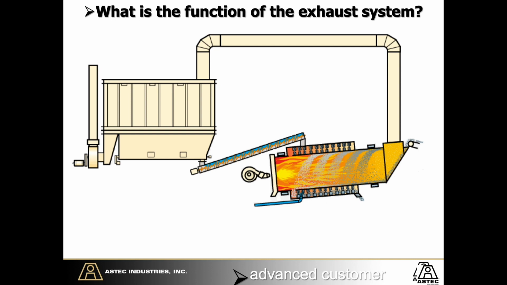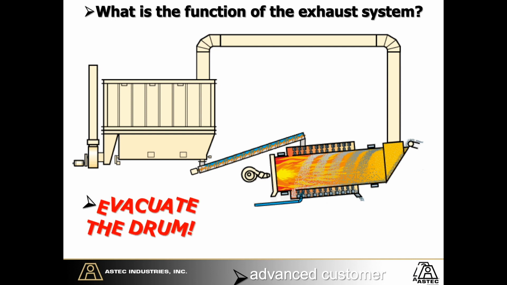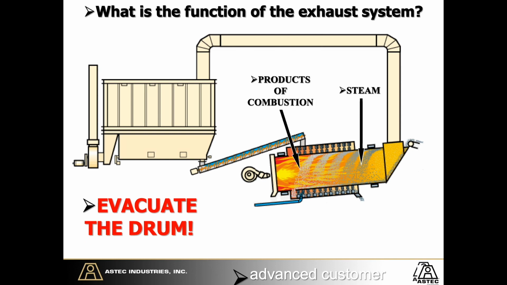So what is the function of the exhaust system? Well, it's really to evacuate the drum. It's to get the steam and the products of the combustion. Everyone knows that we're drying this material. We're taking the moisture out. So as we dry that moisture out, we're going to get that steam, we're going to get that products of combustion, whether it's with natural gas on the burner, whether it's with fuel oil, or whether it's with LP.